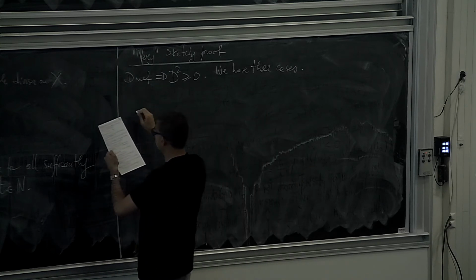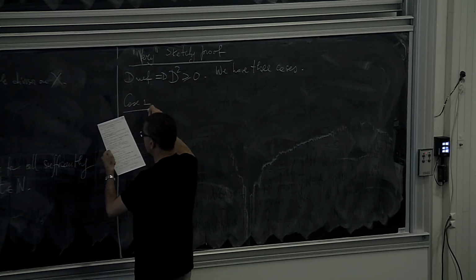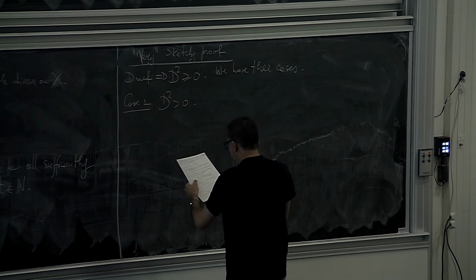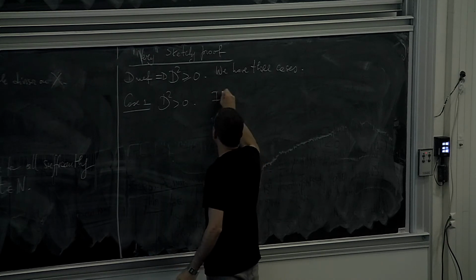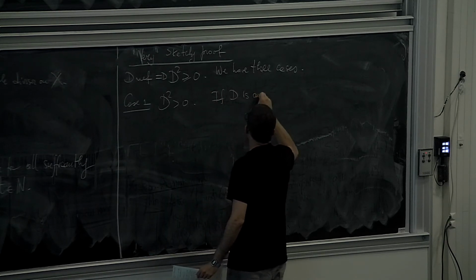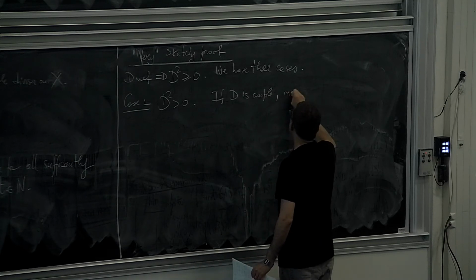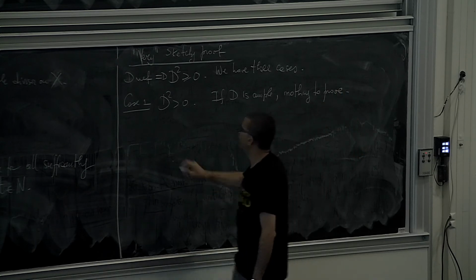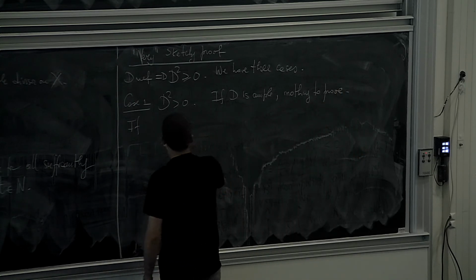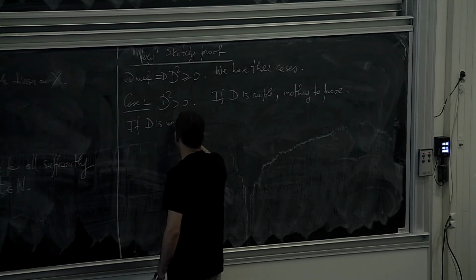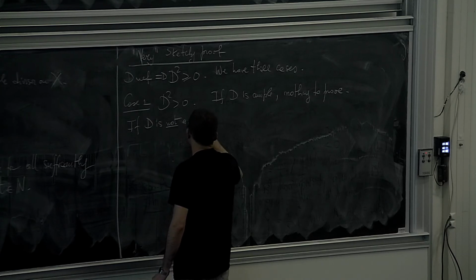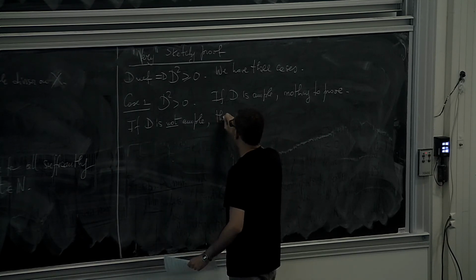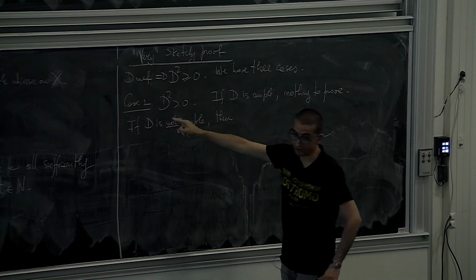Case 1, D squared greater than 0. Okay, so if D is ample, nothing to prove. If D is not ample, then there is... so this D squared is greater than 0, okay?